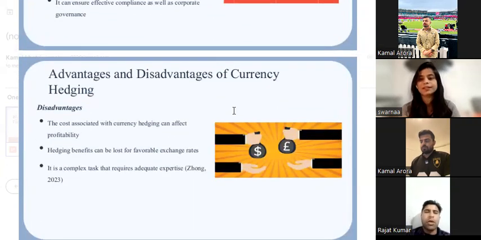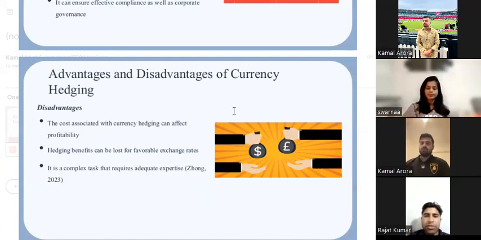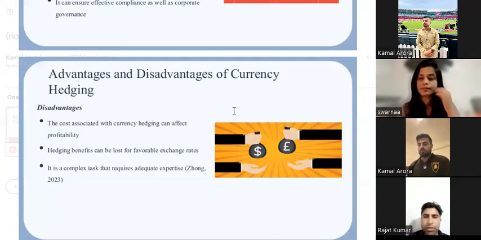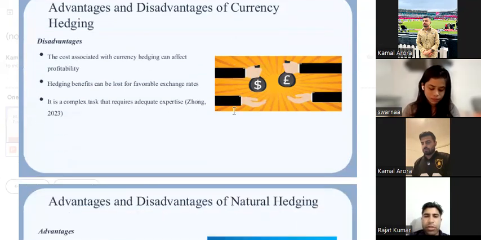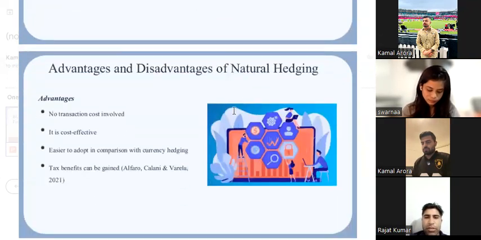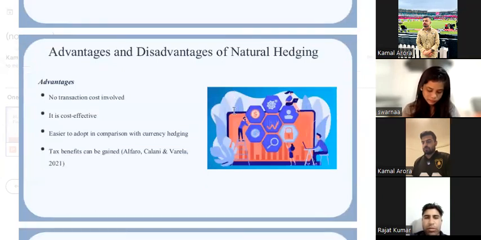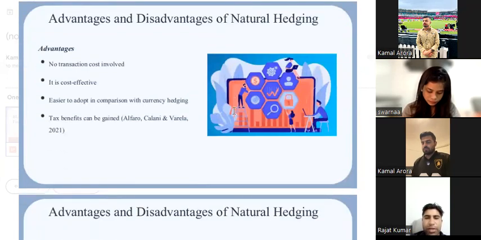Thank you, Swarna. Now I'm going to discuss more about advantage and disadvantage of currency hedging. First, about disadvantages. The cost associated with currency hedging can affect profitability. Hedging benefits can be lost for favorable exchange rates. It is a complex task that requires adequate expertise, like in the Zone 2023. Advantages: no transaction cost involved. Second, it is cost effective. Then it is easier to adopt in comparison with currency hedging. Tax benefit can be gained as well.